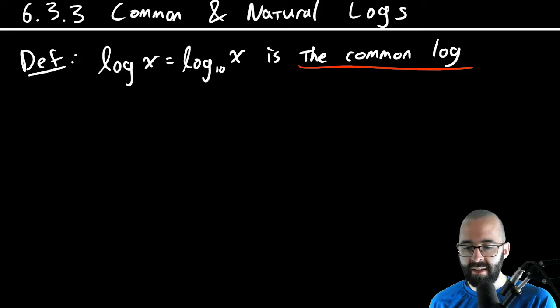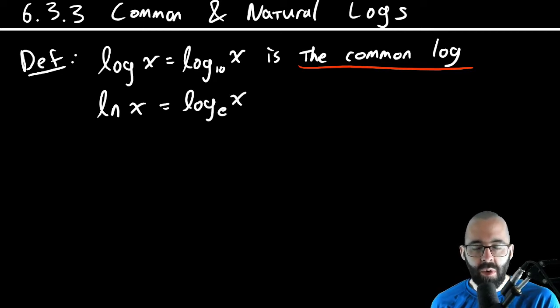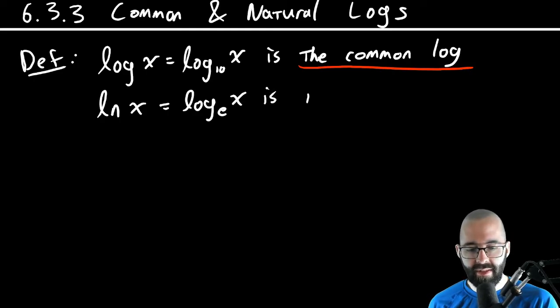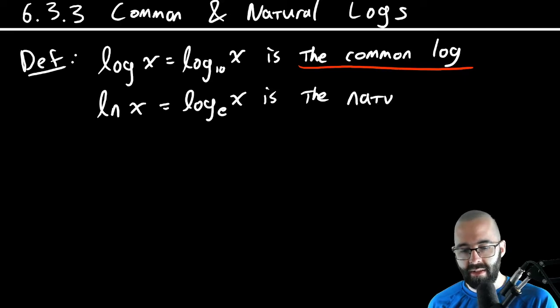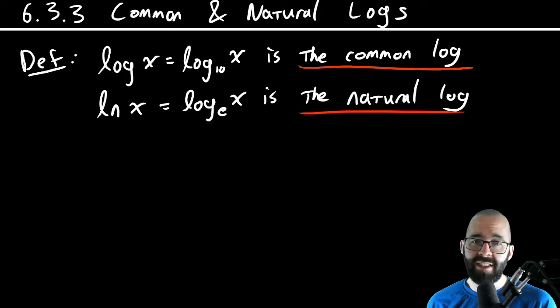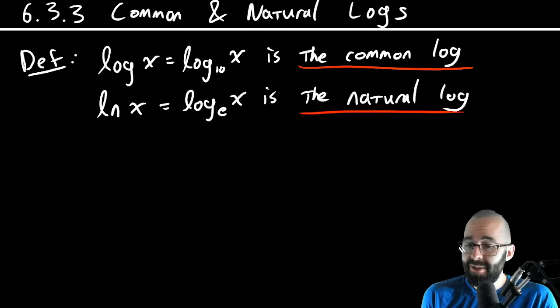Now, similarly, if we write ln of x, this just means log base e. The number e, Euler's number e, pops up in a lot of natural applications for population growth and stuff like that. So it is the natural logarithm. You may have seen these before. If you remember them, good for you. If you're seeing these for the first time, that's fine too.